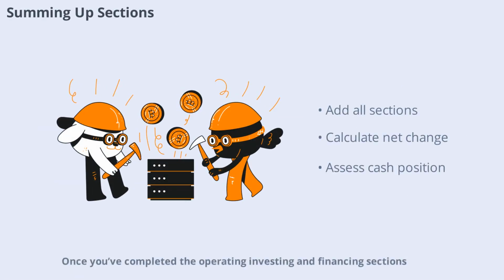Once you've completed the operating, investing, and financing sections, sum the net cash flows from each. This total shows the overall change in your company's cash position during the period. A positive number means cash increased, while a negative number means it decreased. This final figure is crucial for understanding your liquidity.